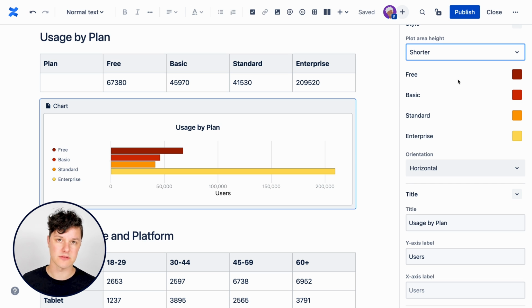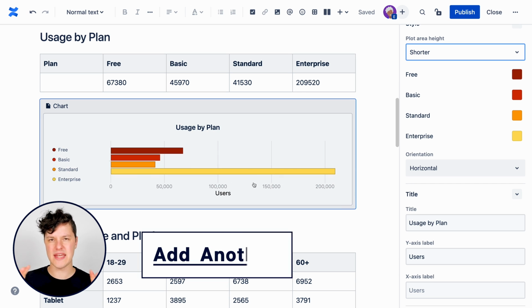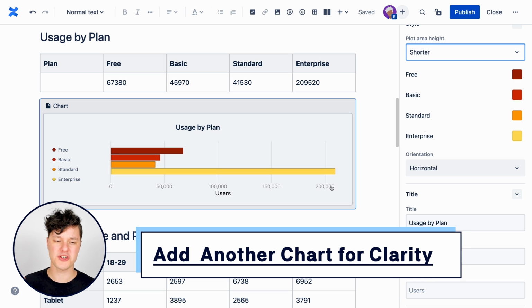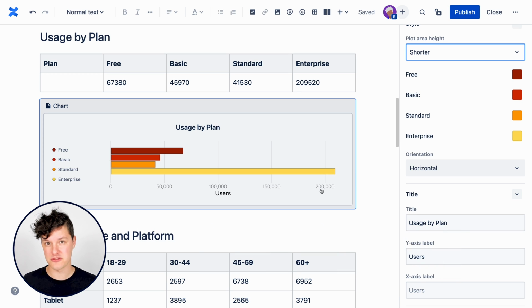Another thing to notice here is the range is sort of blown out of proportion by the number of enterprise users we have here. Yes, I can see that we clearly have more enterprise users than any other plan. What I don't know is how many people are using the other three plans.